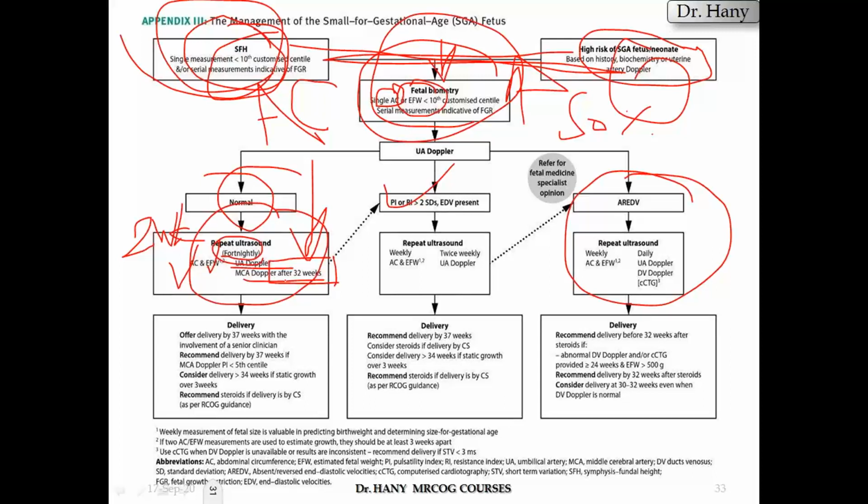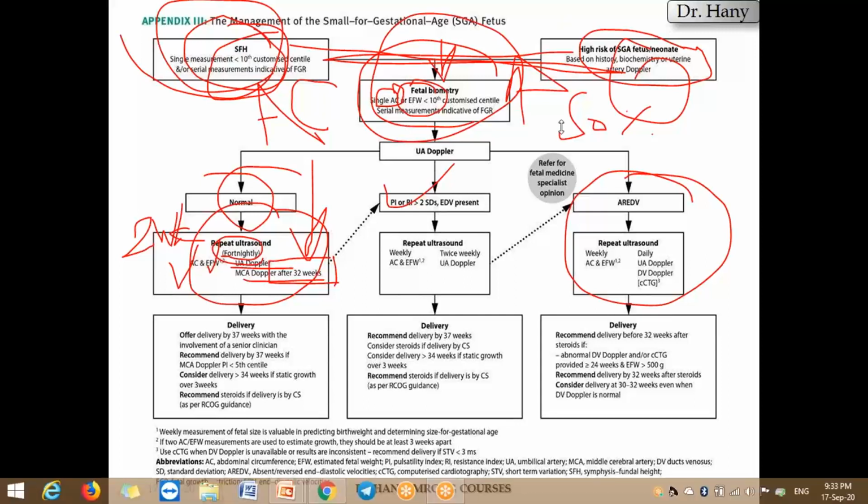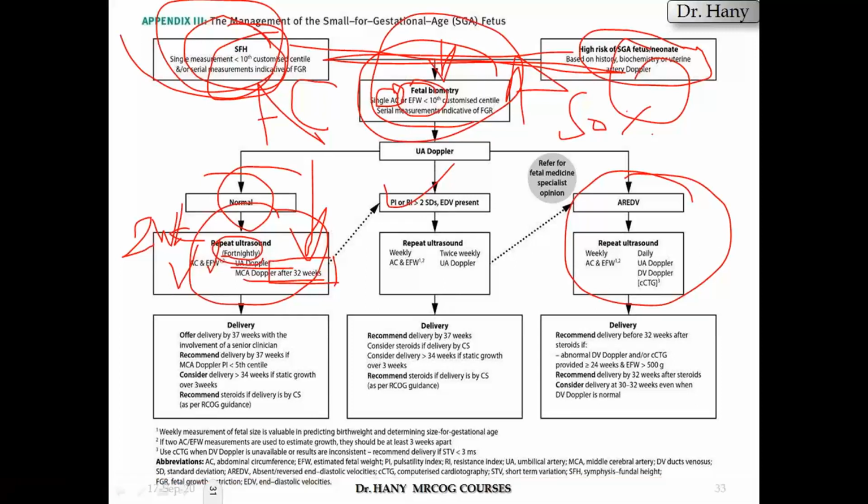Why? Because it has a good diagnostic value to detect fetal anemia. Okay? So after 32 weeks, to time the delivery and detect fetal anemia, the answer will be middle cerebral artery Doppler. So I will follow the baby with umbilical artery Doppler and abdominal circumference every 2 weeks. From 32 weeks, I will time the delivery by middle cerebral artery Doppler.